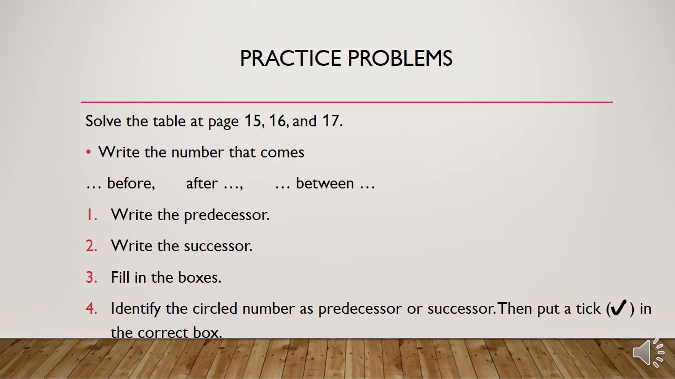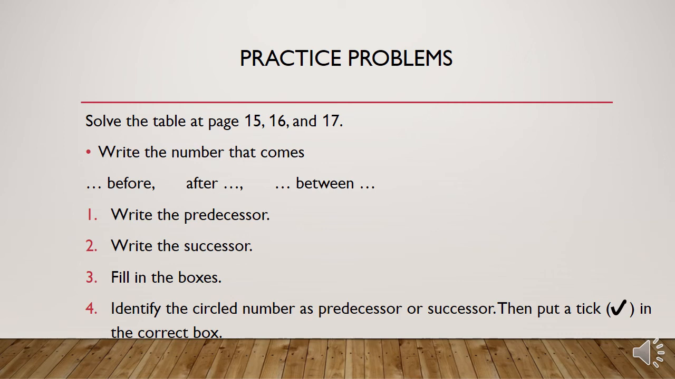Turn to page 15. There is a question for you which has 3 columns. In the first column, you have to write down the number that comes before the mentioned number. In the second column, you have to write the number which comes right after the given number. And in the third column, you have to write down the number that comes between the given 2 numbers. You have been doing this exercise since grade 1 and grade 2. The only difference is that now you have to deal with bigger numbers, 4-digit and 5-digit numbers.